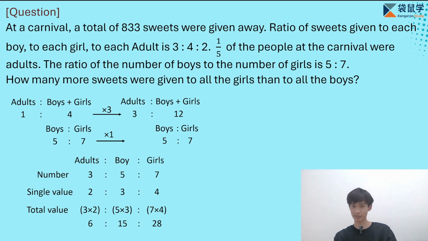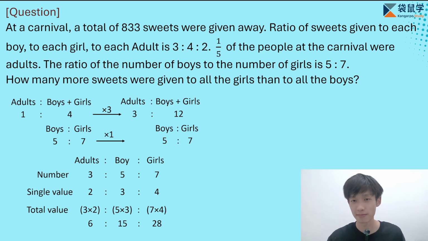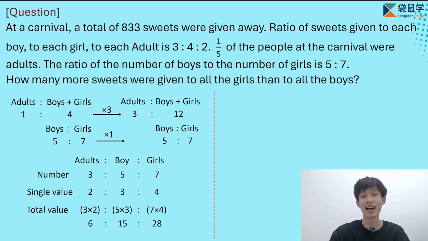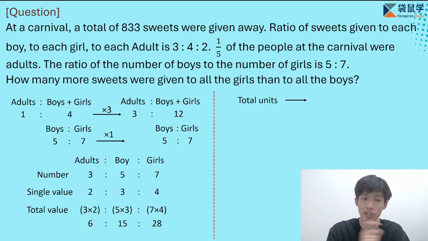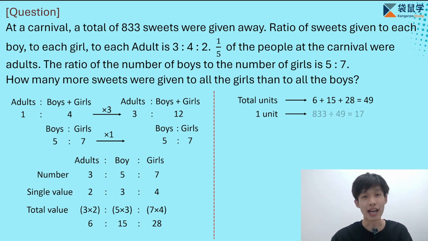833 sweets. Great. So in that case, 833 sweets refers to how many units? Let me draw a line. So first, we need to count how many units in total we have. So total number of units should be adding the 6 plus 15 plus 28 equals 49 units. And this 49 units refers to 833. So in order to find 1 unit, what should be the calculation here? It should be 833 divided by 49 to give us 17 sweets for 1 unit.